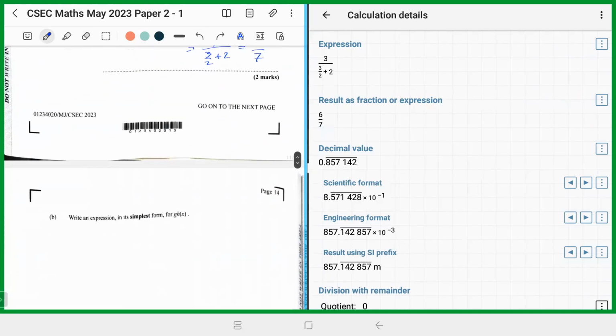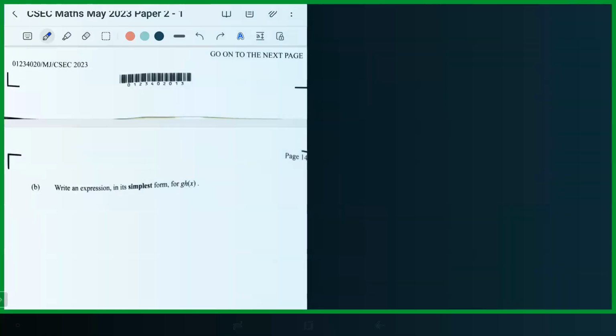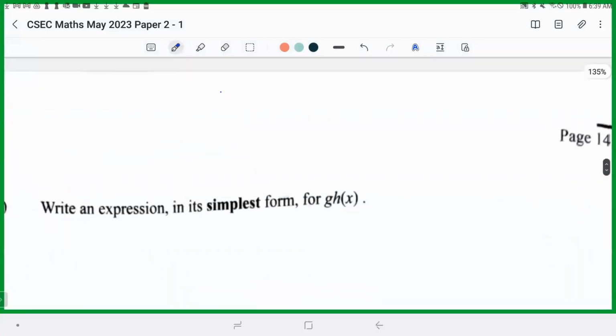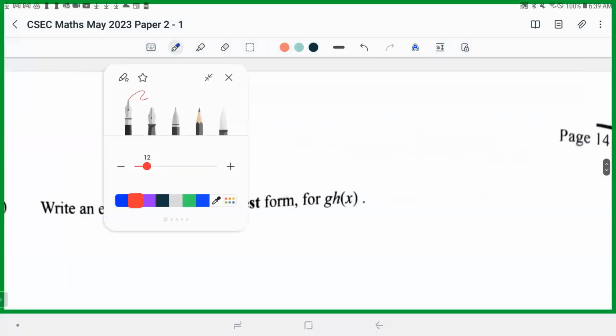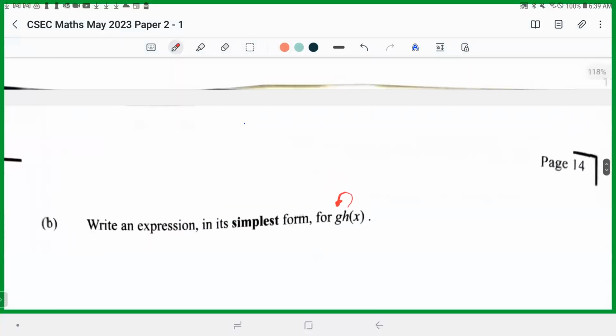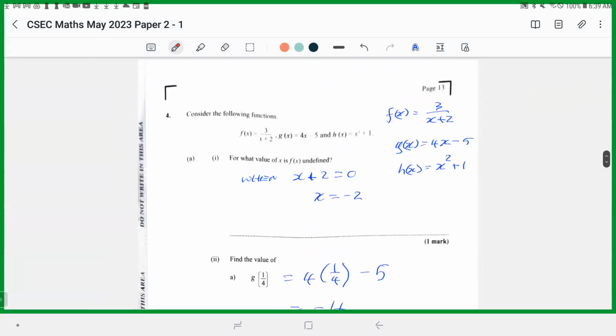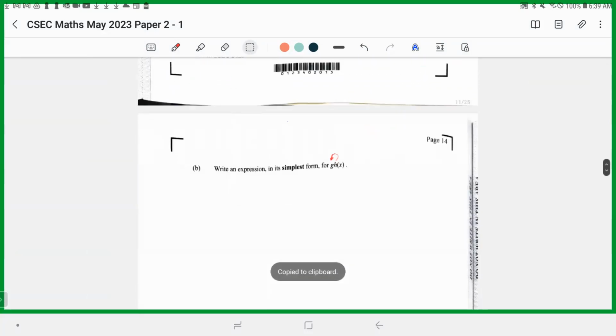Next part. Next part says write g of h in the simplest form. We must calculate g of h. Yeah, g of h. It means h into g. It's a simple way to say it. It means h into g. Now, let me copy the two functions down and show how we would do that, right? So let me copy both of them here down. That's what we need. And show how we construct this thing.